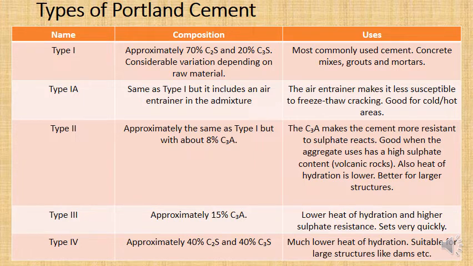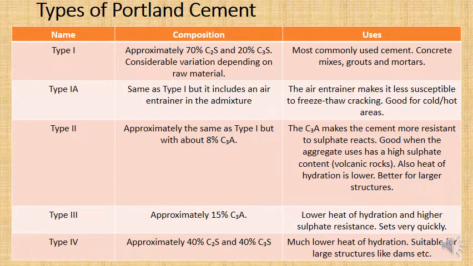And that stops it from cracking. And so type 1A cement is sometimes used in places like Choman and Shoresh, where there's a lot of freezing and thawing in the weather there. Now, type 2 Portland cement is very similar to type 1 Portland cement, but it also contains about 8% of tricalcium aluminate. So why would we want more tricalcium aluminate in the cement?